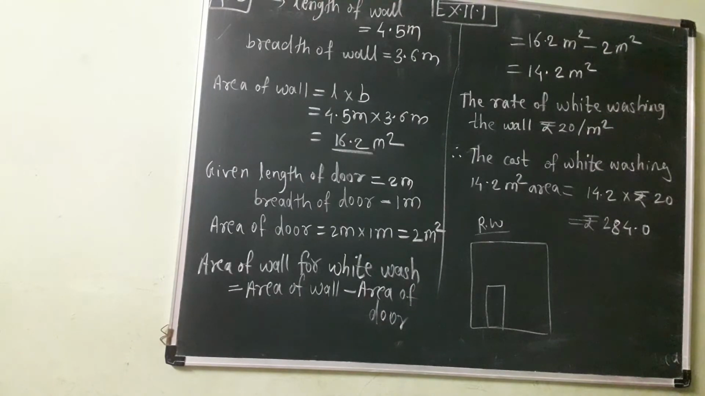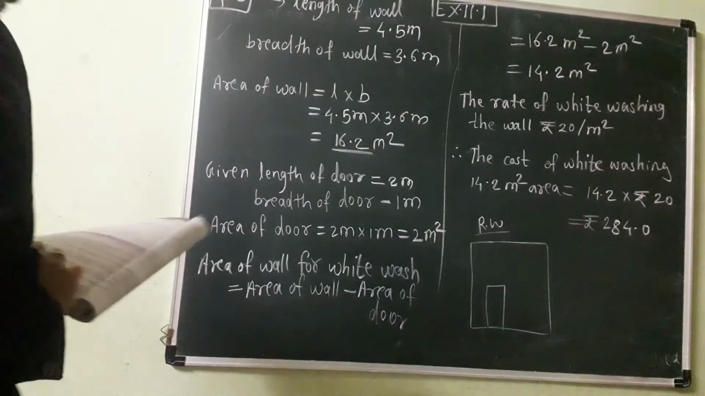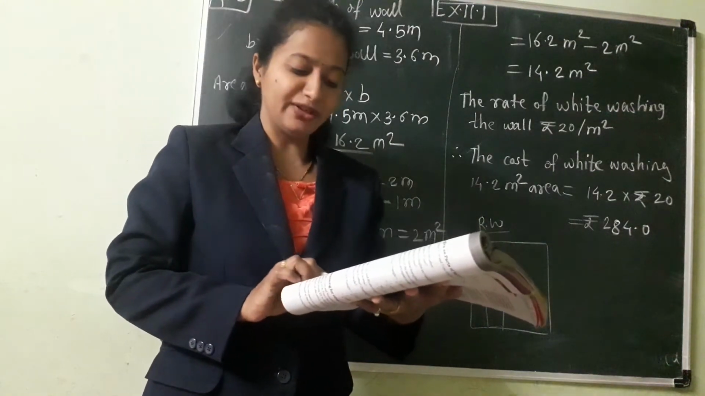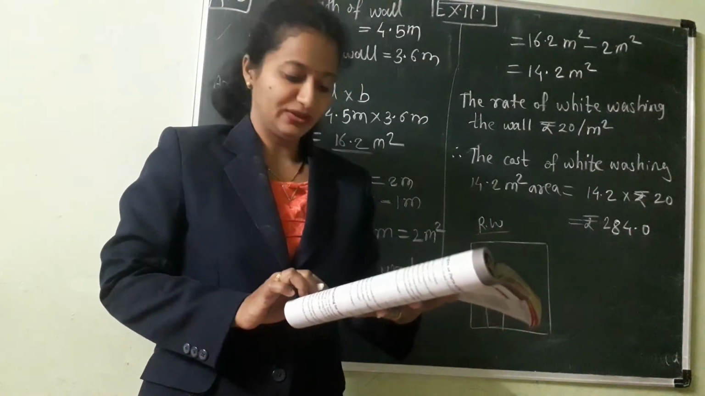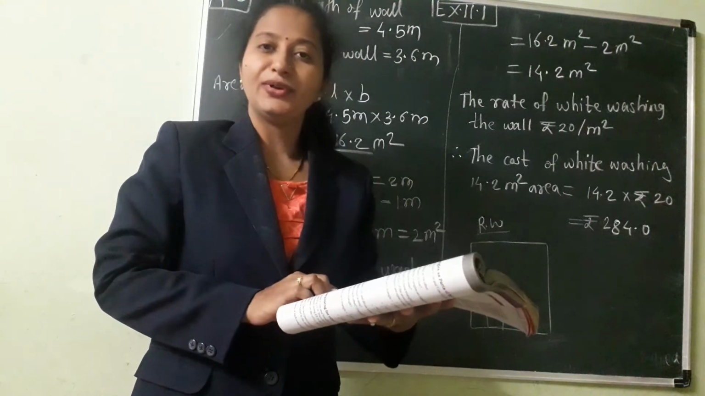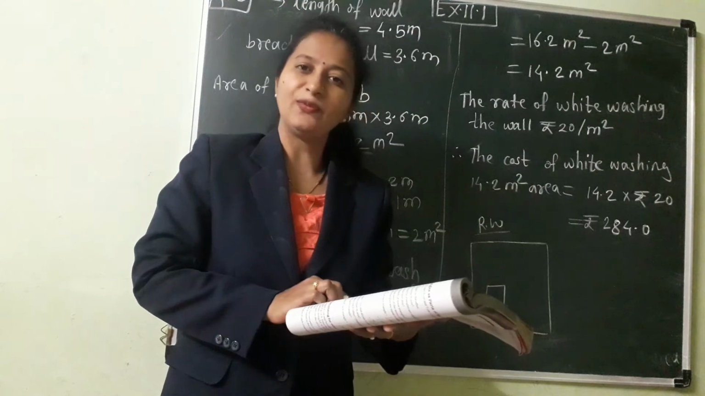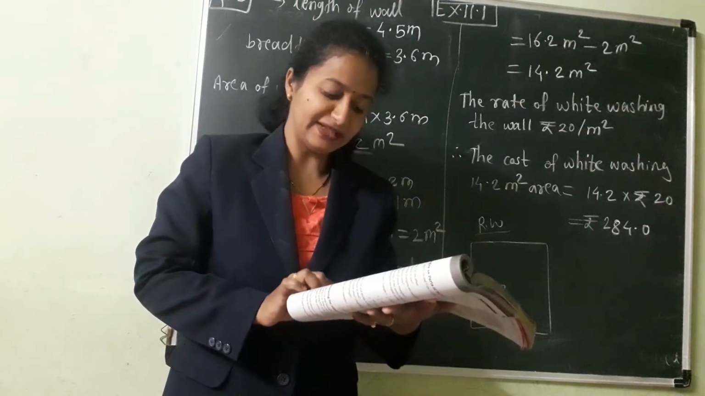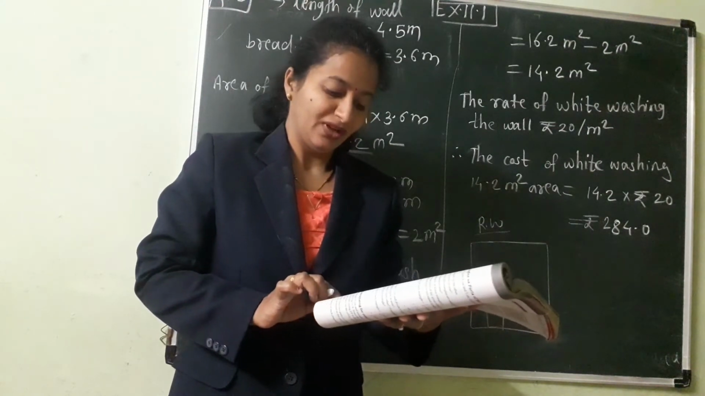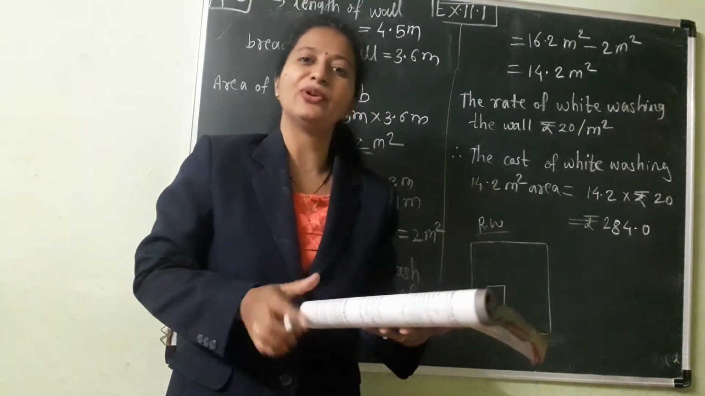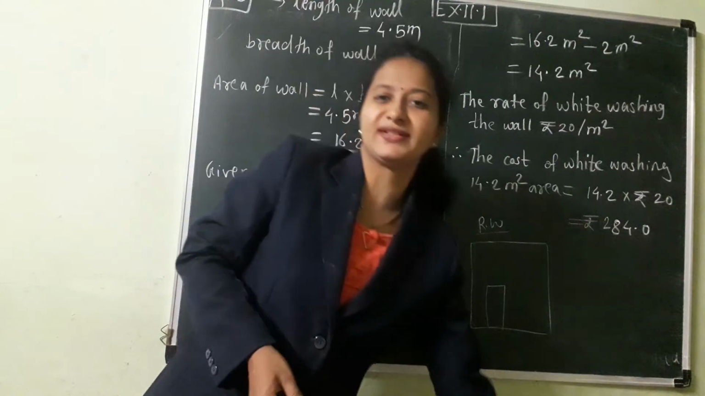Now we'll see question number 8. A door of length 2 meter and breadth 1 meter is fitted in a wall. That means the length and width of the door are given. The length of the wall is 4.5 meter and the breadth is 3.6 meter. Find the cost of whitewashing the wall if the rate of whitewashing the wall is rupees 20 per meter square.